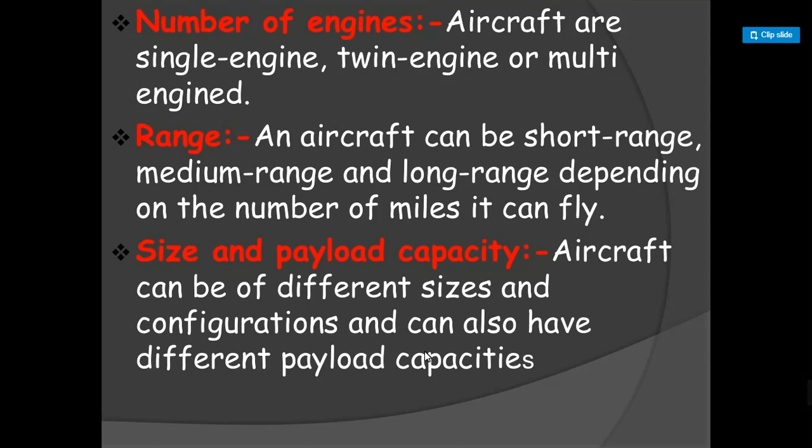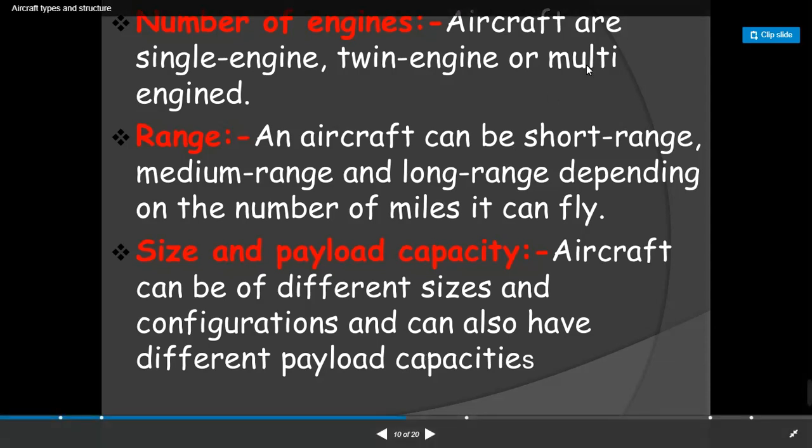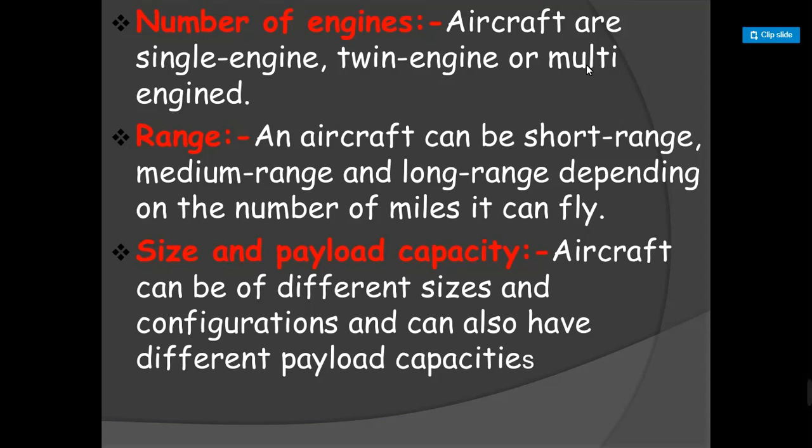First is the number of engines. Aircraft are single engine, twin engine, or multi-engine. Okay? That's the first one, the number of engines. A single engine has its engine in the middle, at the nose, in front of the airplane. That's a single engine. Twin engine has one on each of both wings, and multi-engine has several engines placed on both wings.